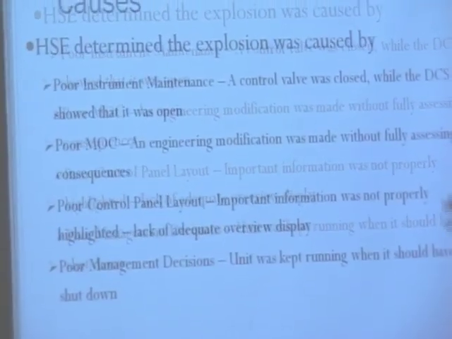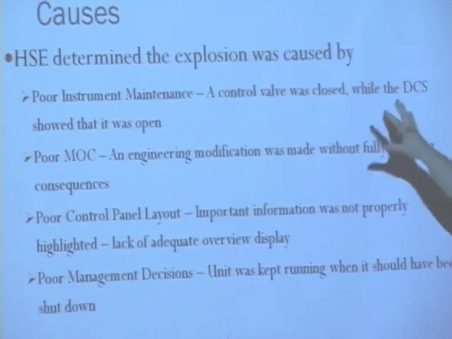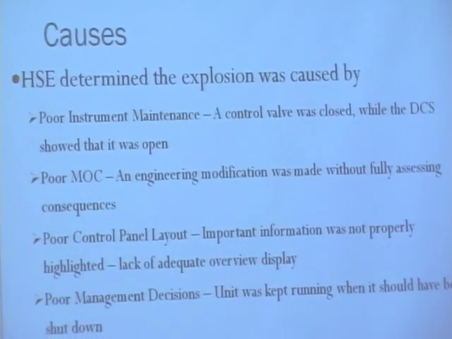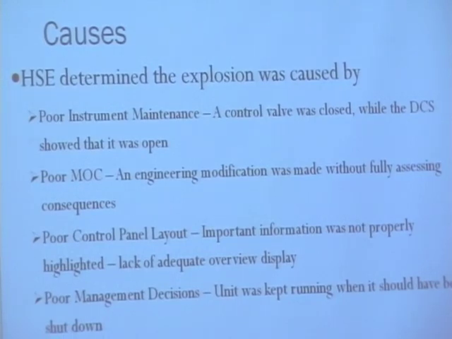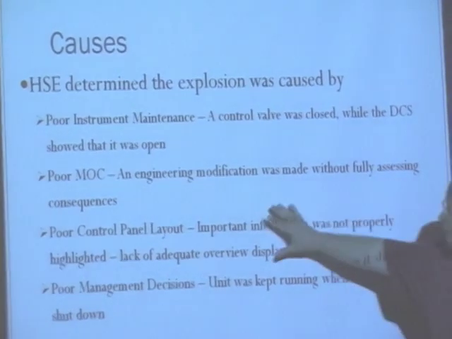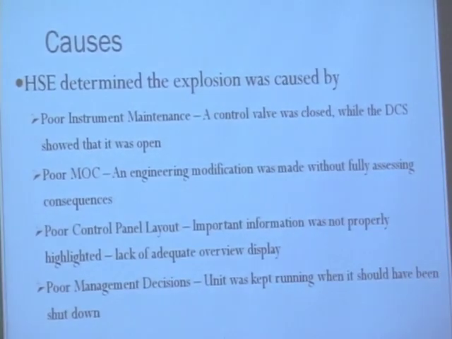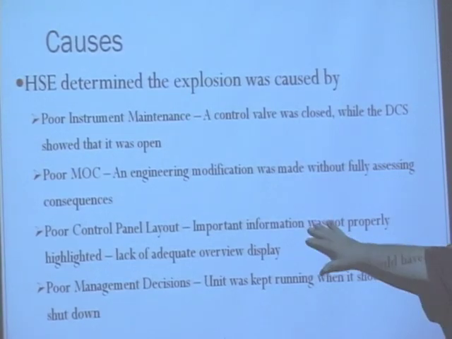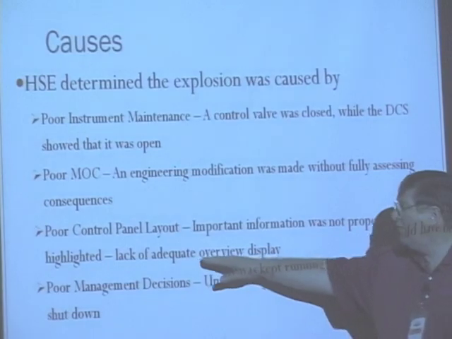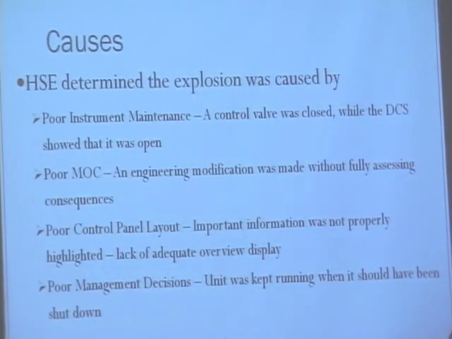As in most incidents, the HSE determined that the alarm system wasn't the only cause. In an organisational type accident, there are multiple things that come together. Basically, you've got to look at what some of those initiating causes are. One of the things they focused on was the poor control panel layout. The important information was not properly highlighted, and there was a lack of an adequate overview display.